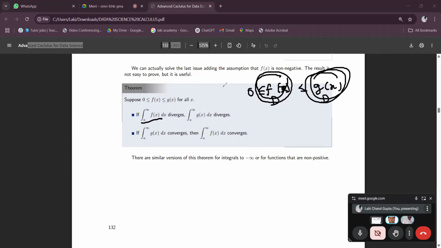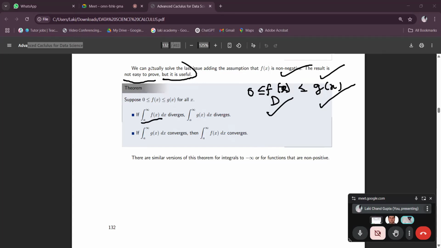Again, this is a property saying that if we have a function f greater than 0 and we have g which is greater than f, and f diverges, then g diverges. If g converges, then f will converge. It is not easy to prove, but very useful.